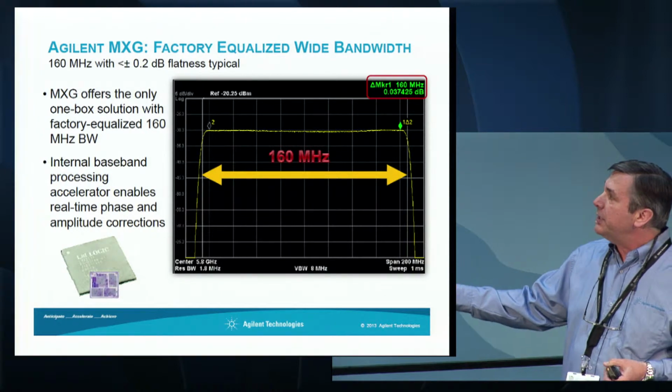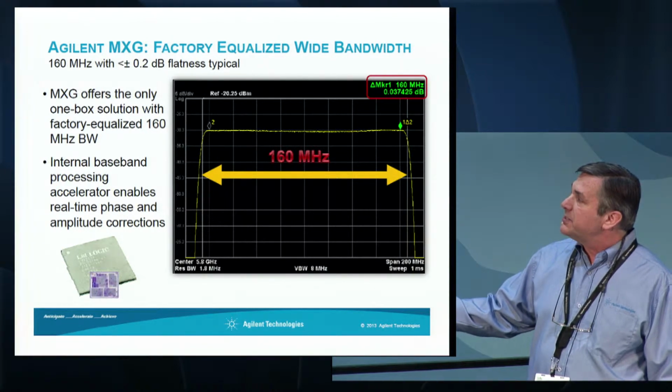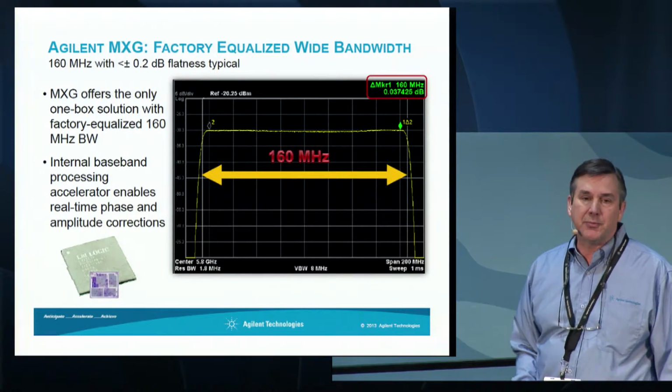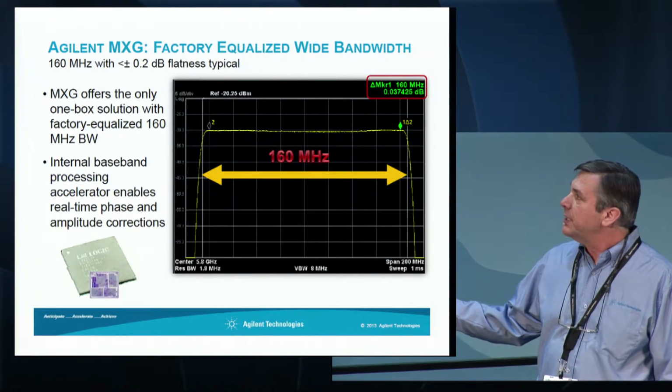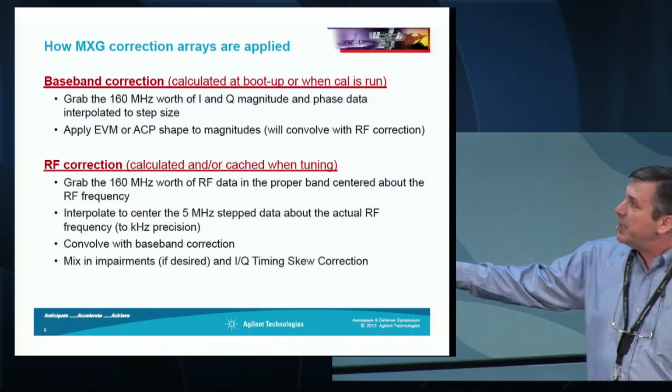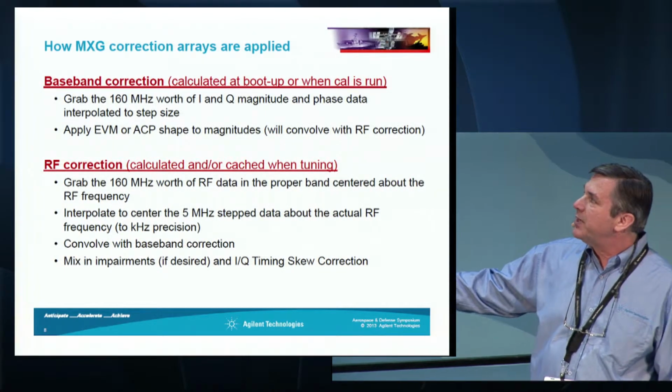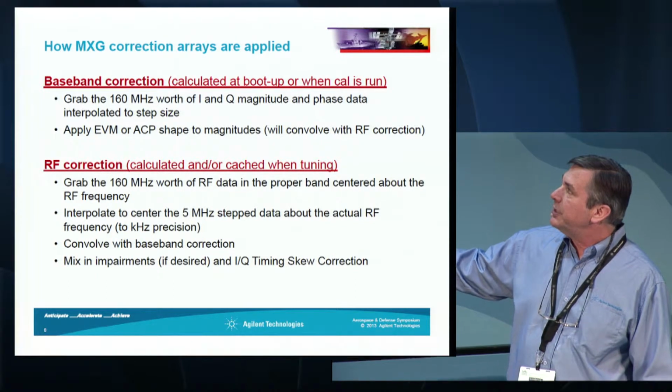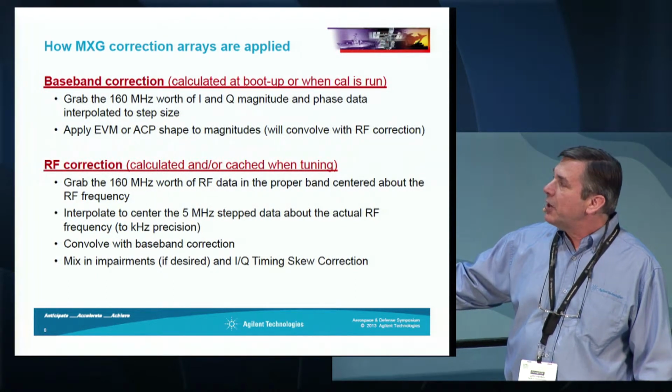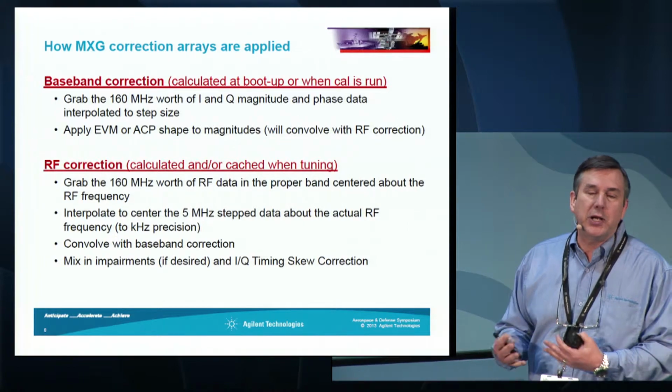And in this case, we can apply some baseband processing to flatten the spectrum across 160 megahertz of bandwidth in real time. So there's no more changing or altering the waveform file. It's all done in real time for you within the system. And it's done both at baseband. I won't dwell on this slide, but we have baseband corrections that are calculated at boot up or when a cal is run, and an RF correction. And these are convolved with one another in order to get that flat phase and magnitude response.